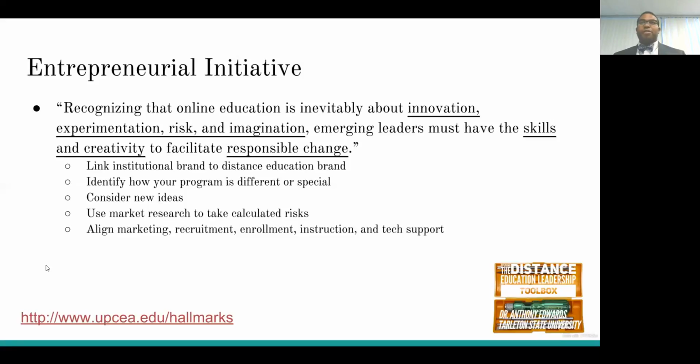Also using market research to take calculated risks. You don't want to just take any kind of risk.